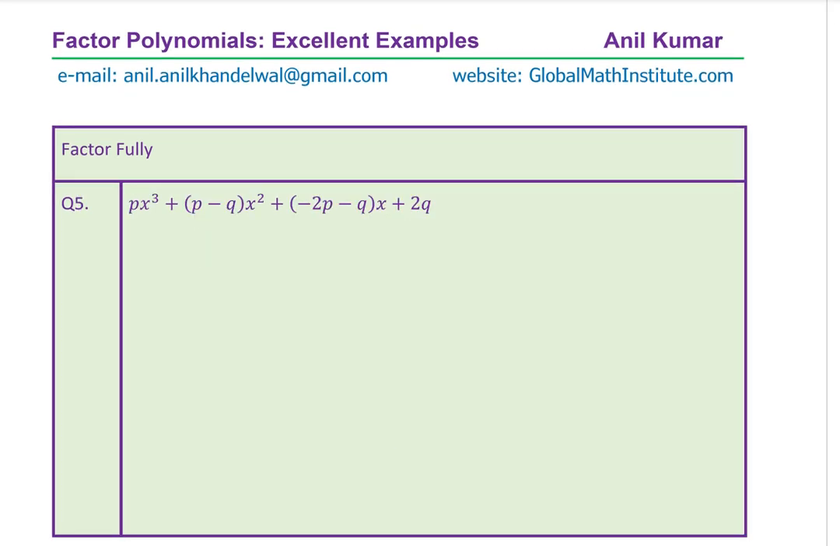Now here is the last question, which is question number 5. px cubed plus (p minus q) x squared plus (minus 2p minus q) times x plus 2q. How do we factor this? Now, this is a polynomial of degree 3. Earlier, we learned techniques which could solve quadratic equations by factoring. Here, we need to figure out what will give this a 0 value. Let us say this is a function f of x. In that case, we're looking for a value of x which will give us a 0. Now that could be a factor of 2q. So what are the factors of 2q?